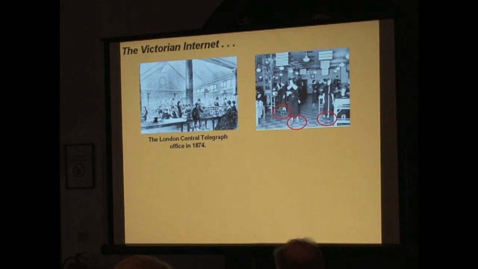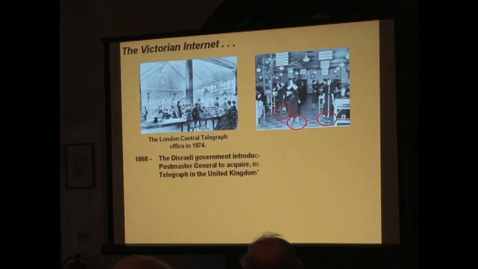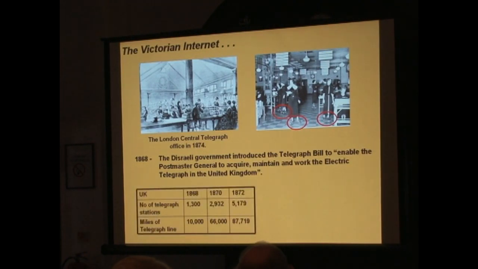They had to move around between the incoming and outgoing machines so quickly that the fastest way of doing it was to wear roller skates. And this was typical of a telegraph office at the time. And it grew very quickly. The Disraeli government introduced a bill to acquire and maintain the work of the electric telegraph in the UK, and the growth figures were very impressive, such that by 1872 we had nearly 88,000 miles of telegraph line operating over 5,000 telegraph stations in the UK alone.